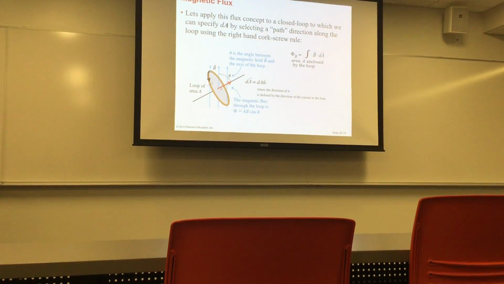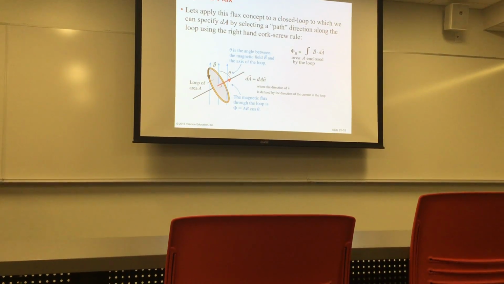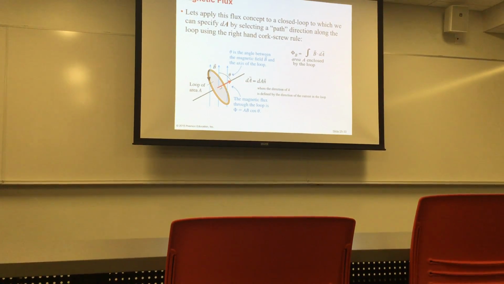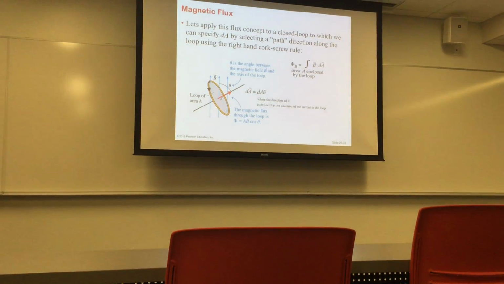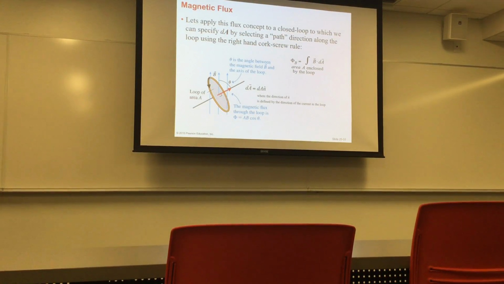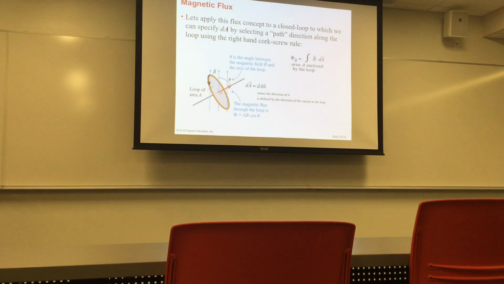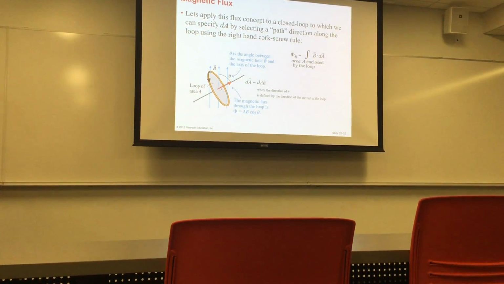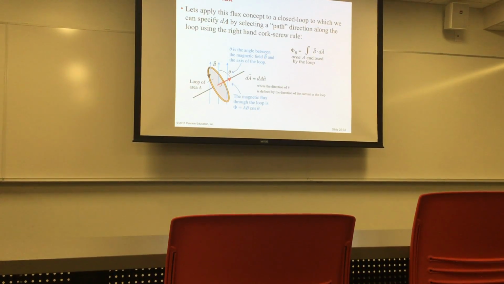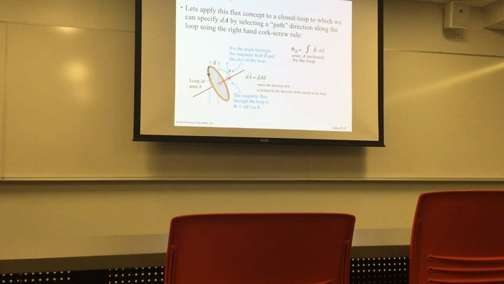So if the angle between N and B was 90 degrees, B dot dA is 0, which means none of the lines are crossing the area, they're just parallel to the surface of the loop, and therefore there's no flux. Mathematically you can get 0, but also visually, it's very important that you develop this visual aspect of the problems, okay? That helps a lot.